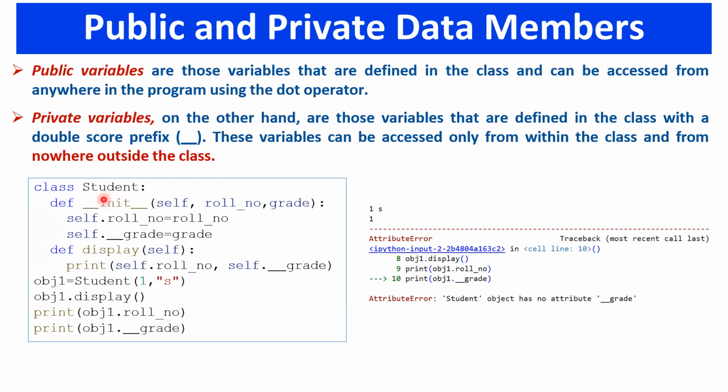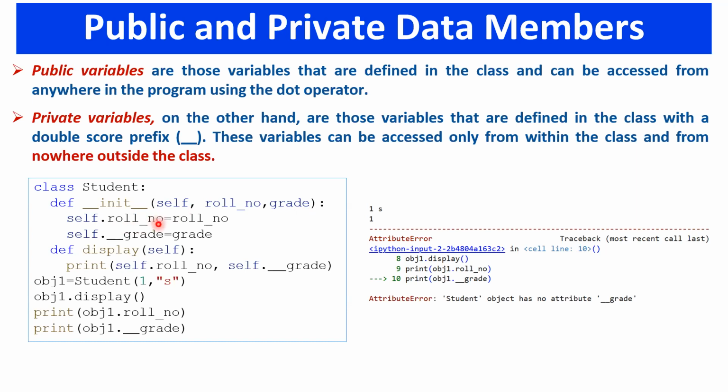Here we are defining a class called Student. We are writing a constructor by using double underscore init double underscore. And this constructor is taking two parameters. One is roll number and the other one is grade. The first parameter is self, which represents the current object. self.roll_number equal to roll_number and self.__grade equal to grade.